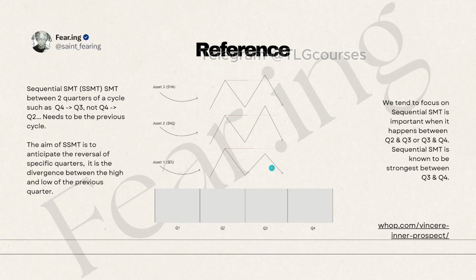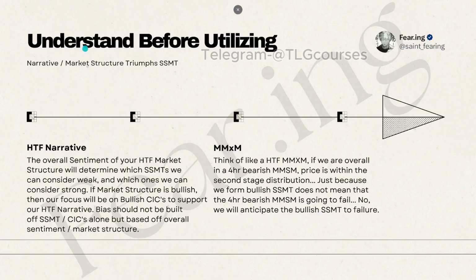Now obviously that has to be in line with what I'm going to talk about here, and that is higher time frame narrative. It's the biggest aspect of understanding sequential SMT, because you guys are going to think sequential SMT is going to be found at every single reversal, or that it is going to cause every single reversal every single time it forms. That is not the case. Higher time frame narrative and higher time frame market structure will forever triumph SMT.